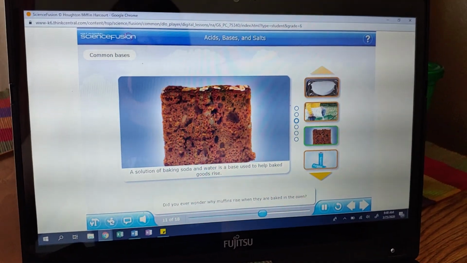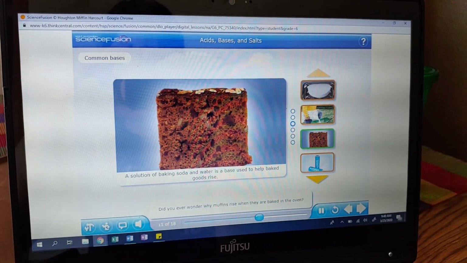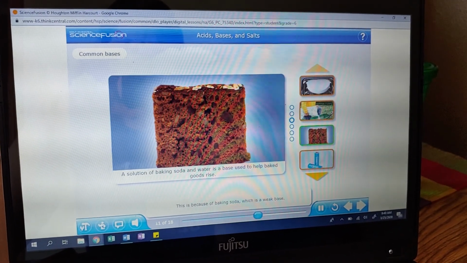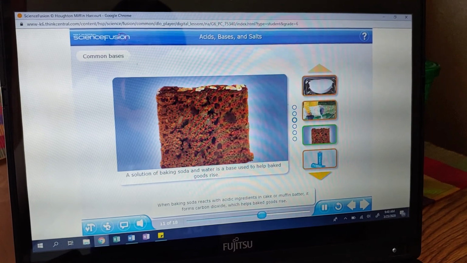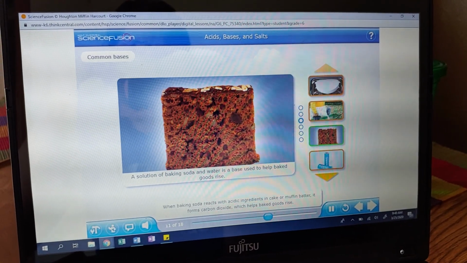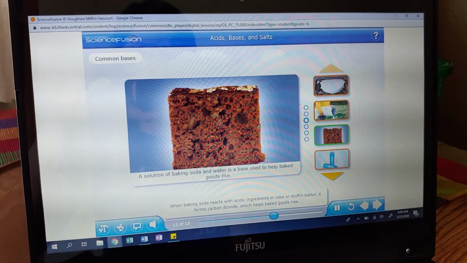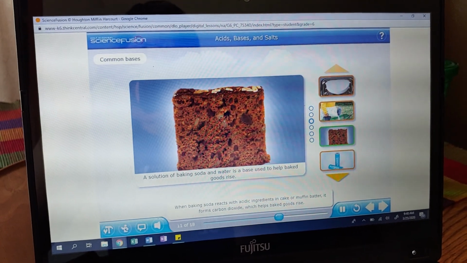Did you ever wonder why muffins rise when they are baked in the oven? This is because of baking soda, which is a weak base. When baking soda reacts with acidic ingredients in cake or muffin batter, it forms carbon dioxide, which helps baked goods rise.